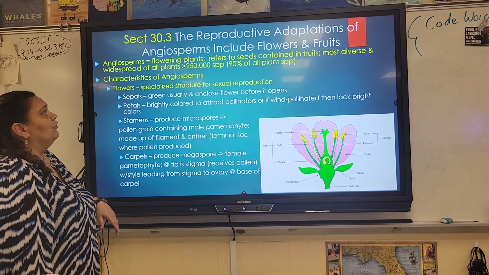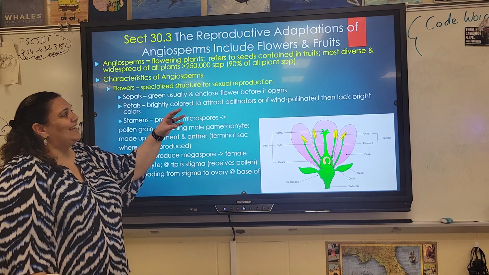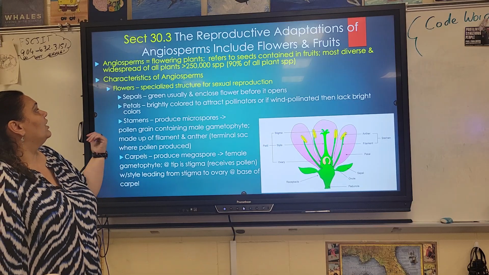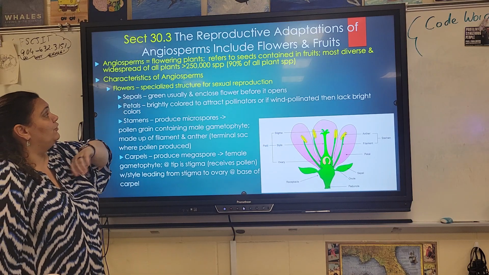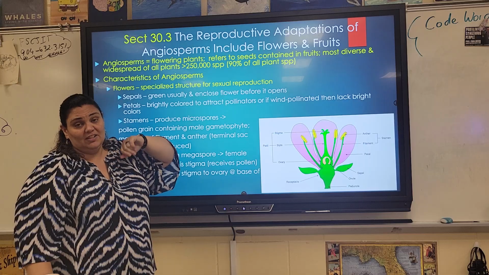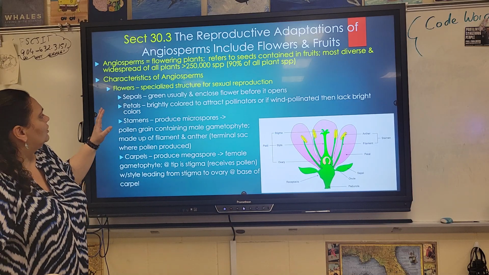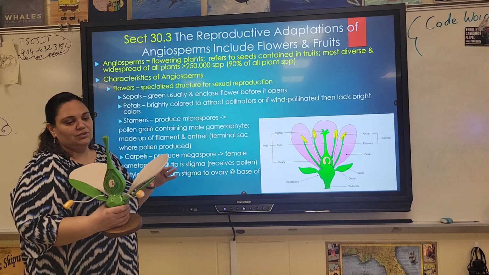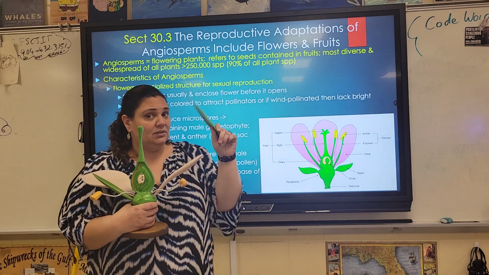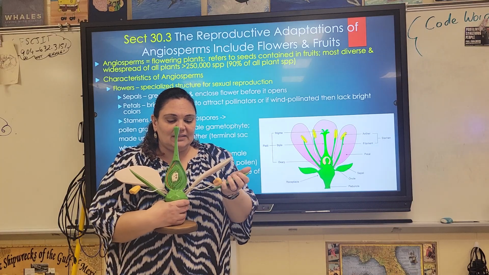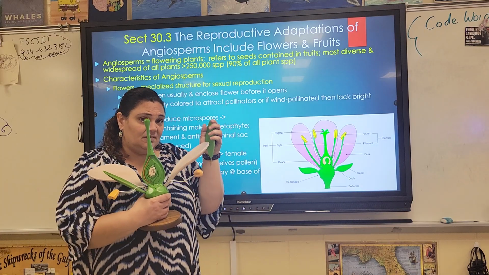Your angiosperms, your flowering plants, refers to seeds that are contained in fruits. Most diverse and widespread of all plants, more than 250,000, so basically 90% of all plant species we've identified, are angiosperms. So one of the characteristics of angiosperms is the flowers. These are called sepals. They are the specialized leaves that protect the flower until it's sexually mature.